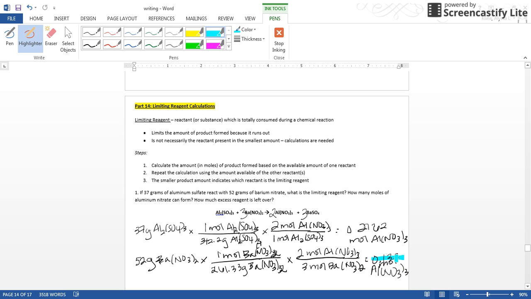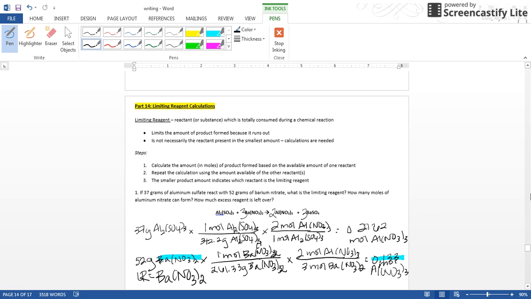So that means because this creates the smaller of the 2 numbers, I look back here and say, oh, well, this is the reactant that's going to run out first. This is going to become our limiting reactant or reagent. So I'm just going to write that down here so we have it. I'm just going to abbreviate that, and you'll see me do this all year. So limiting reagent, I'm just going to write LR, is barium nitrate in this case. Okay.